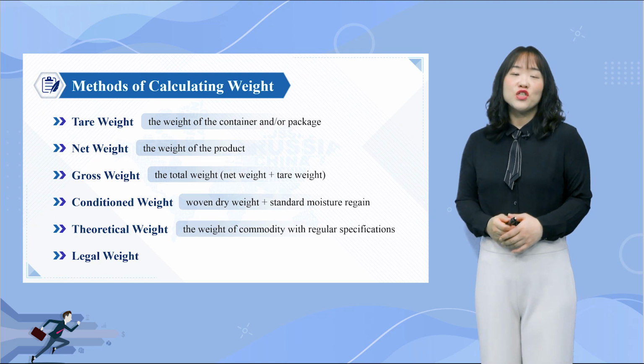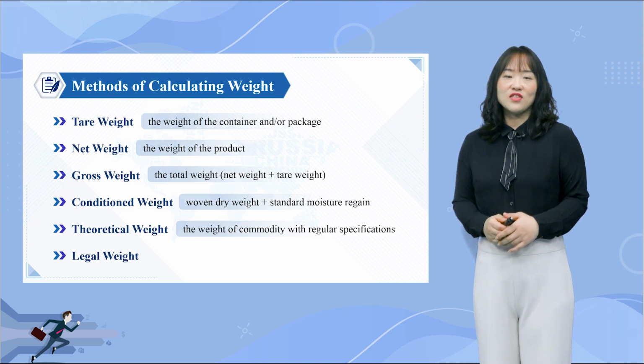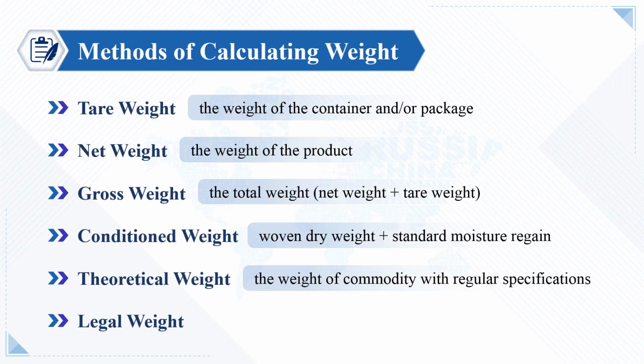Theoretical weight is used for commodities that have regular specifications and a fixed regular size, such as steel, aluminum, and other metals. But this may not be the exact weight of material you receive, because theoretical weight is calculated by nominal dimensions and density, and does not account for manufacturing deviations. If more accurate weight is required, the actual weight would be more appropriate.